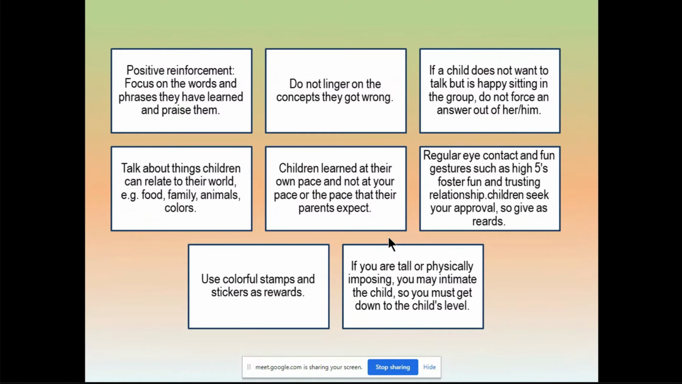Okay, so for the reflection of our webinar, positive reinforcement, you should focus on the words and phrases they have learned and praise them. Everybody likes to be praised and be commented on, but in a good way. Let us first practice commenting in a good way in our class. So tell them their positive things.